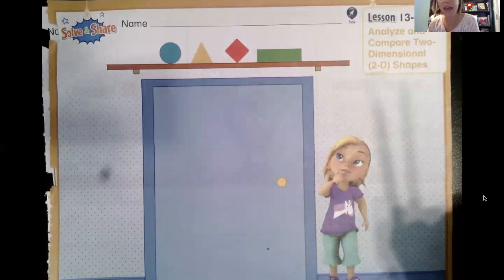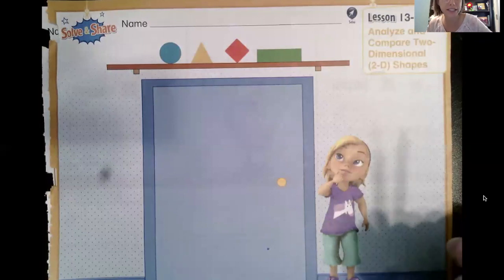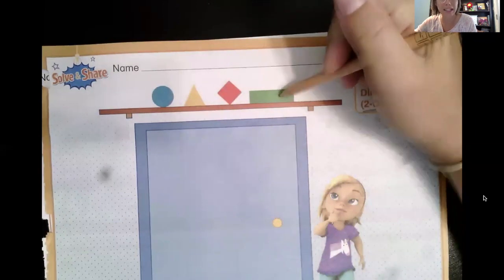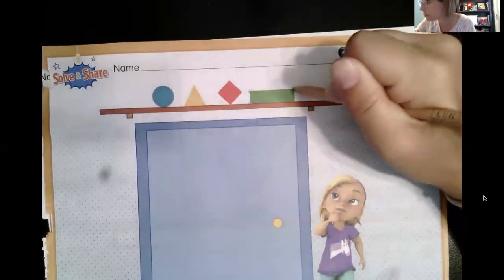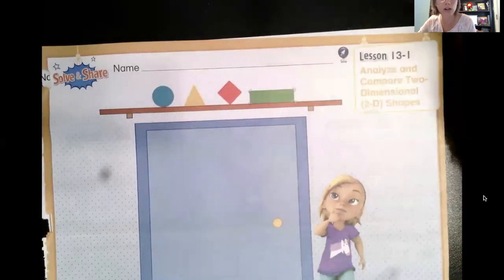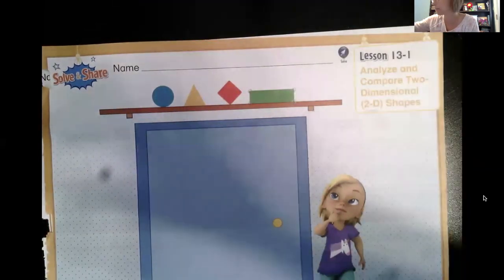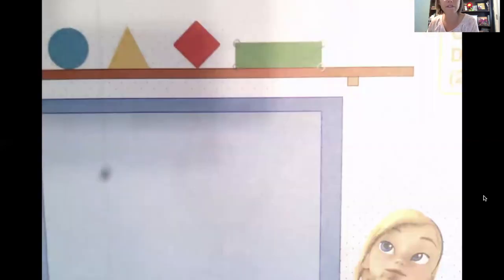Okay, take a look. This is our friend Emily. She wants to figure out what shape is behind the door. There's a surprise shape behind the door. The shape has 4 vertices. Do you know what a vertex is? A vertex is a corner. So take a look. This rectangle has 1, 2, 3, 4 corners. Those are called vertices, okay?